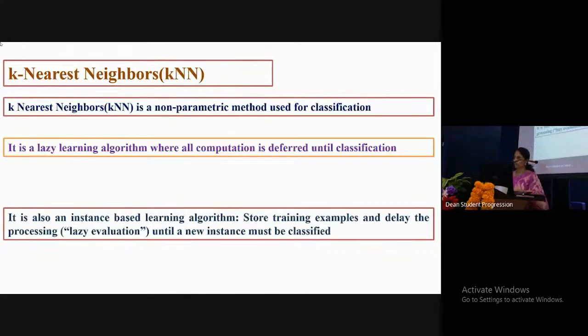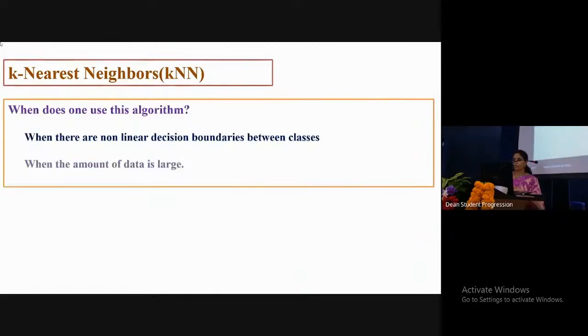Now, this is the first algorithm that I'll be going with, KNN, which is called the K nearest neighbors algorithm. K nearest neighbor is a non-parametric method. It doesn't have any underlying assumptions, unlike logistic regression, which depends on certain parameters. It is a lazy learning algorithm. It will just wait until the final computation is done. It will keep on taking the data, but it will not start building your model immediately. This is also called an instance-based learning algorithm.